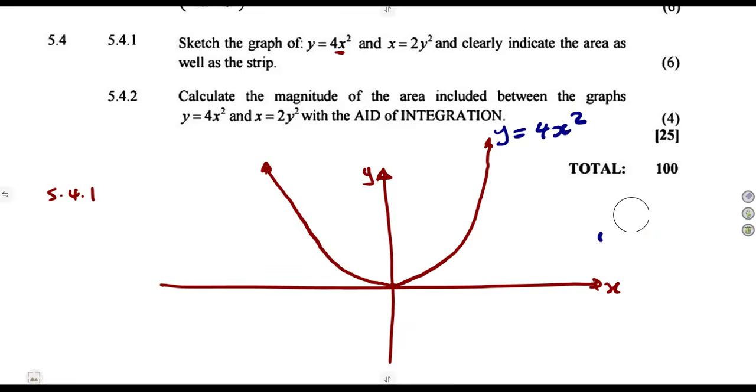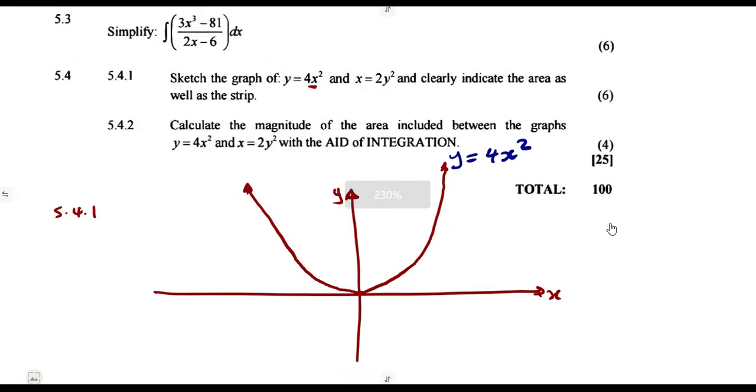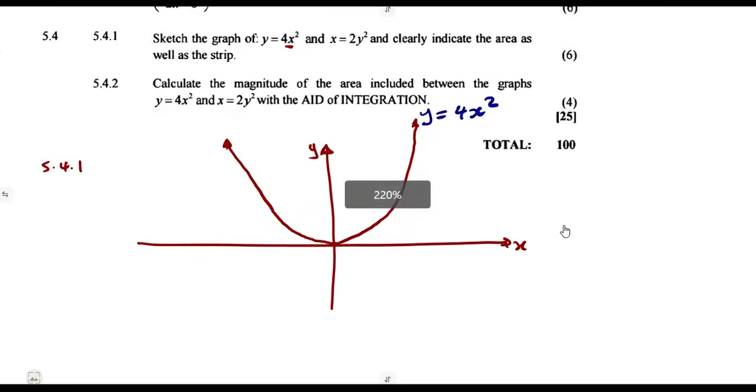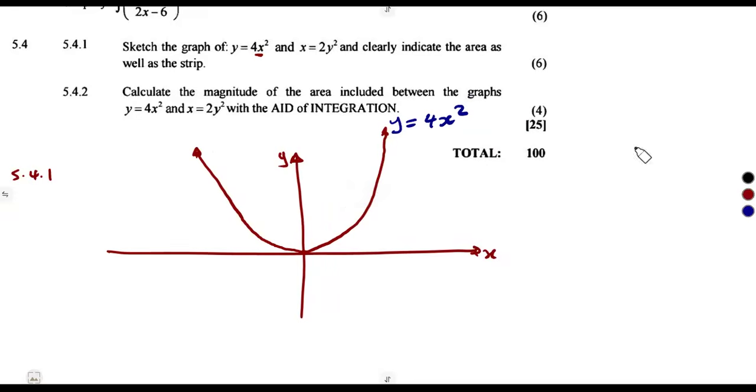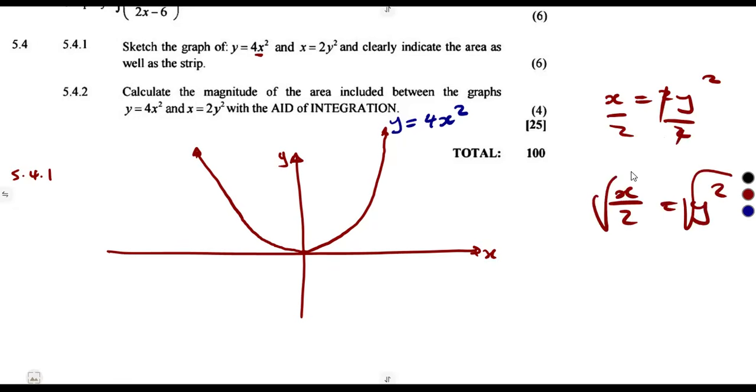And on the other hand, we have x is equal to 2y squared. Let's work it in terms of y so that we properly see which y are we talking about, because it's easier when we work with y. Let's make y the subject. x is equal to 2y squared divided by 2 by 2. So that's x over 2 is equal to y squared. Going to introduce the square root. So y is equal to the square root of x over 2.